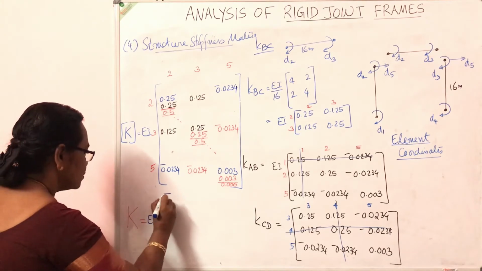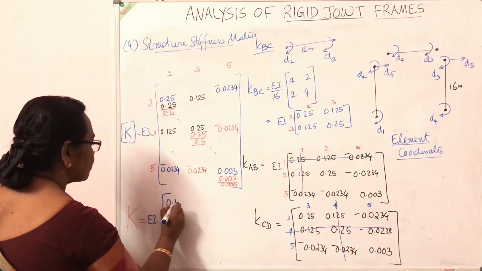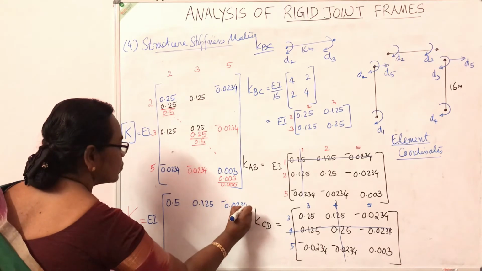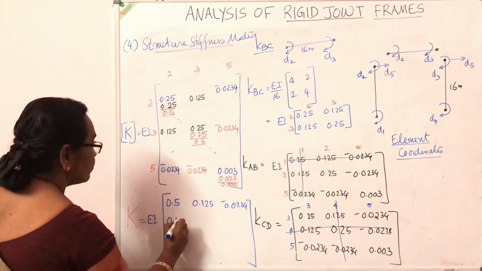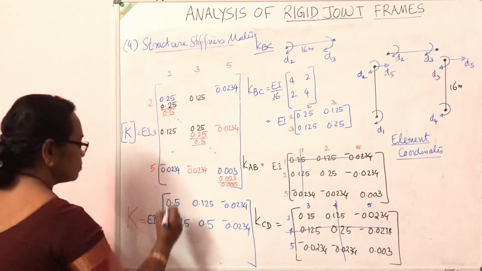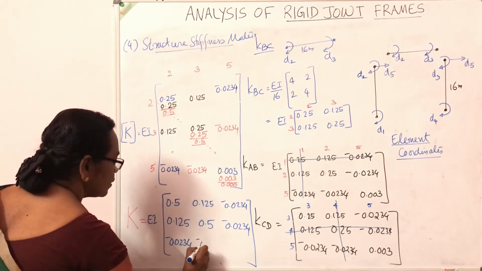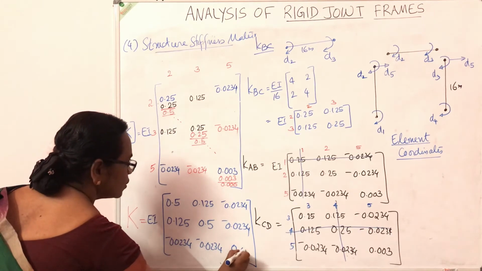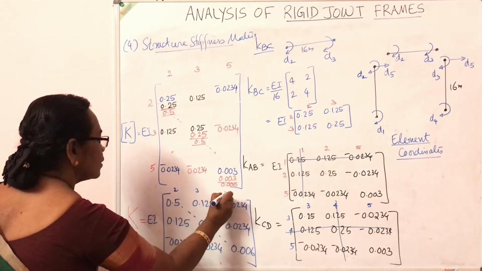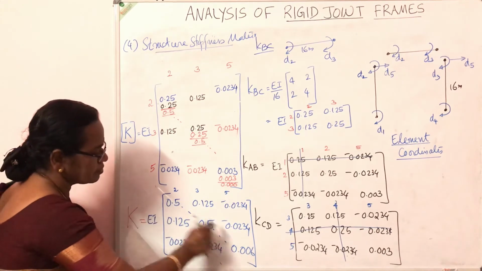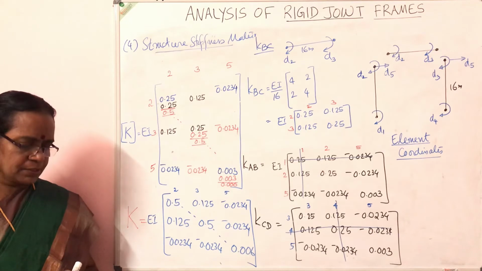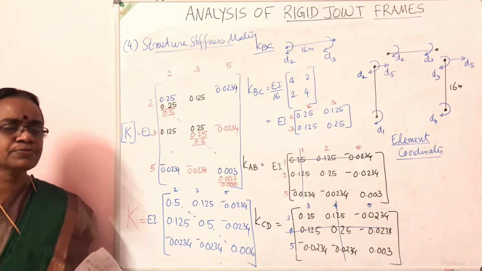EI into 0.5, 0.125, minus 0.0234, 0.125, 0.5, minus 0.0234, minus 0.0234, minus 0.0234, 0.006. This is corresponding to 2, 3, 5. So see, the stiffness matrix is symmetric, diagonally dominant. It's a square matrix, 3 degrees of freedom. It's a 3 by 3 matrix. So we have arrived at the stiffness matrix for the structure.